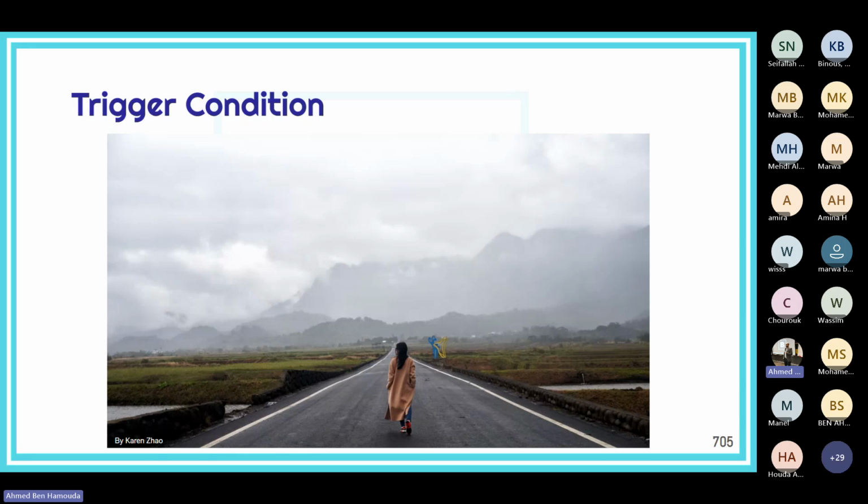Now, in order for an event to be categorized as a risk, that particular event needs to have a trigger condition. Okay, so for example, this lady in the photo here, she was fine. She was not in any risky situation. However, the moment she decided to take down this road, which leads to a forest with dangerous creatures, then she triggered a condition. Okay, so she kicked off a risk, or she triggered a risk, and now she's at risk, or her life is at risk.